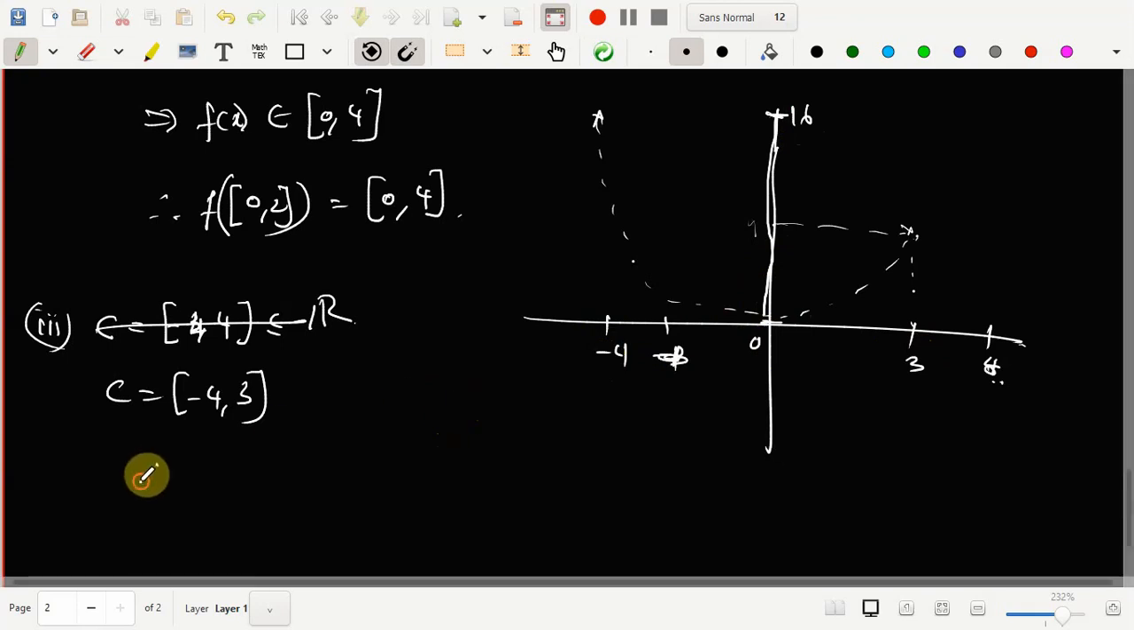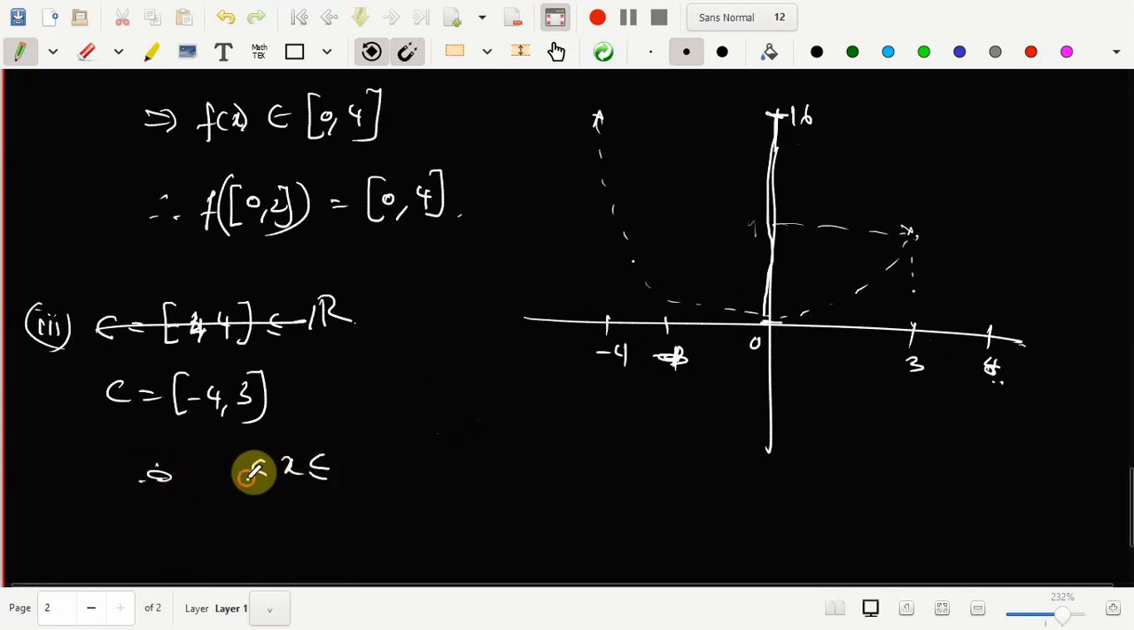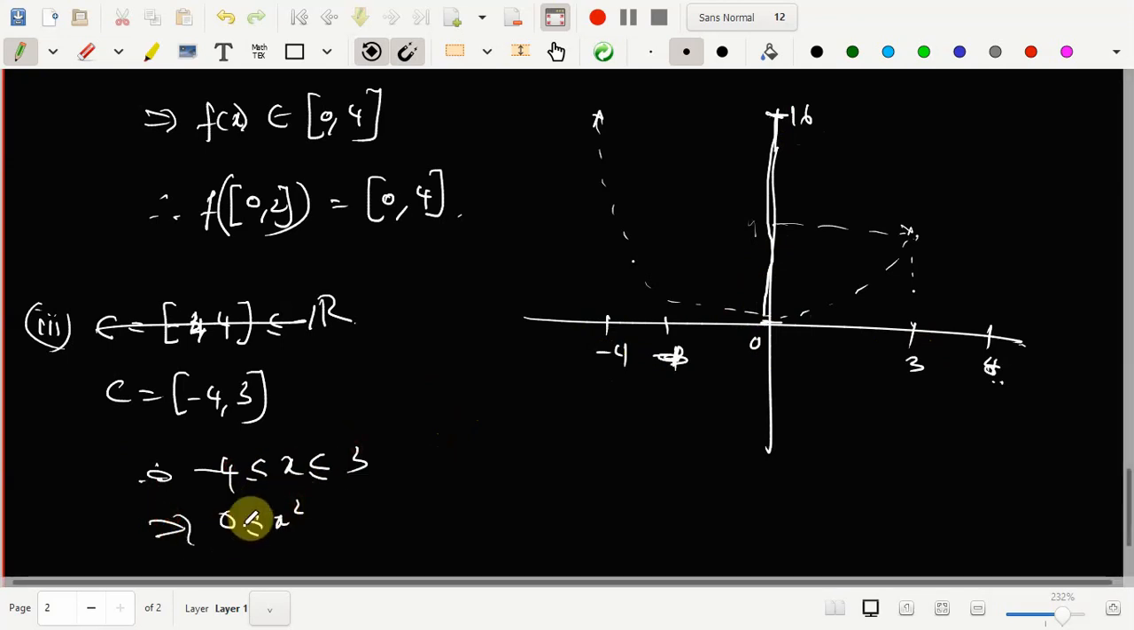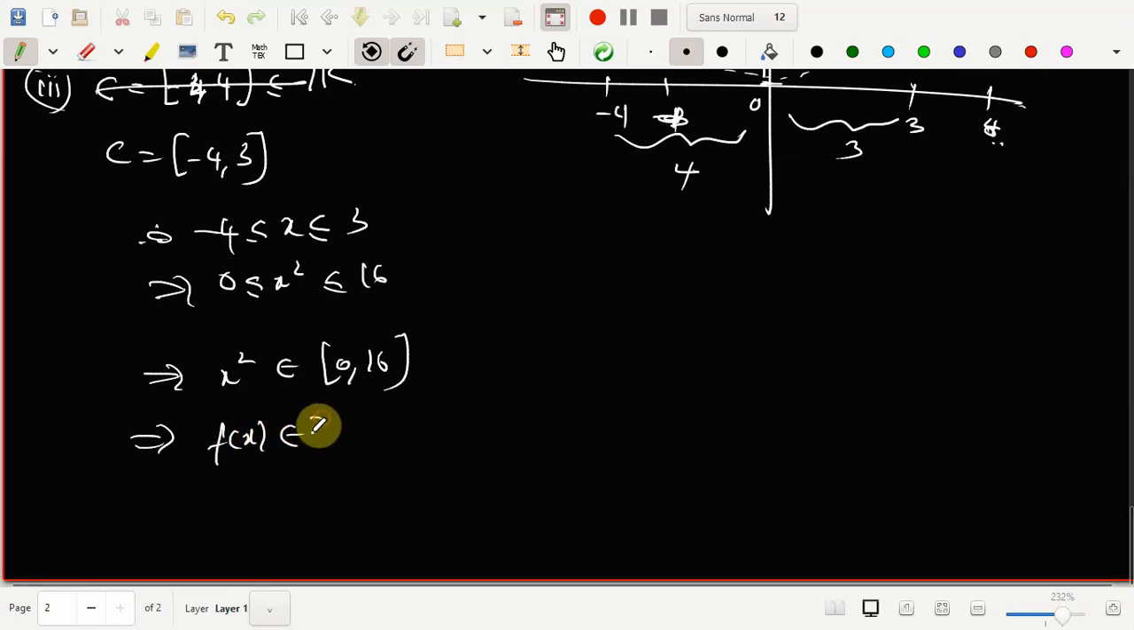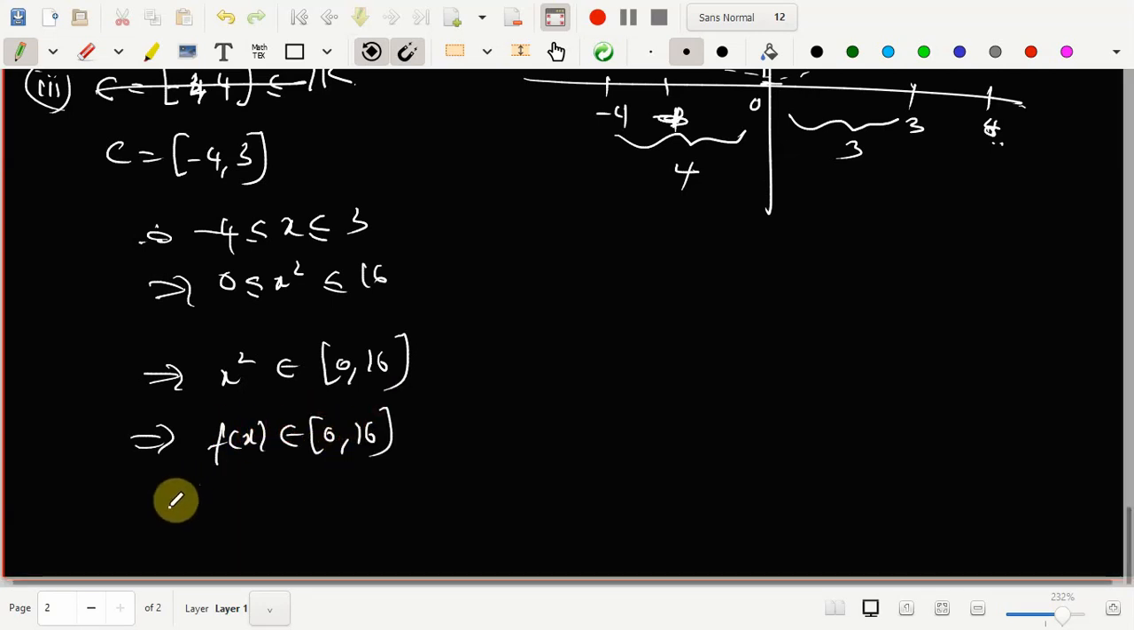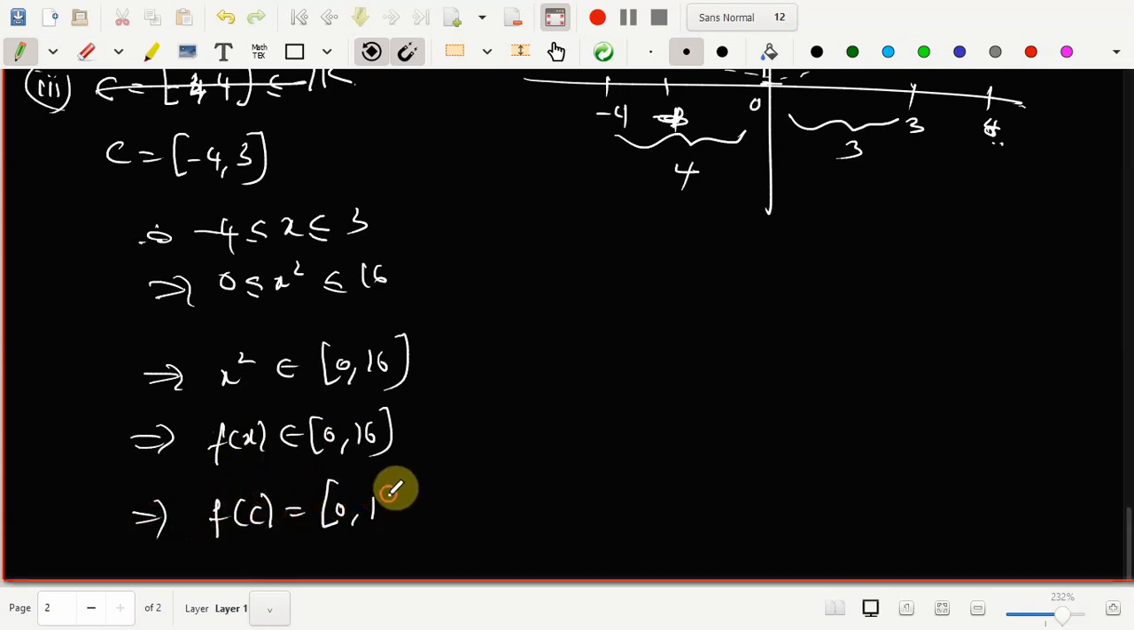So you make a statement: when x lies between minus 4 and 3, x square is always greater than or equal to 0, no matter what. Now you just see what is the maximum distance of x from the left of 0 and from the right of 0. This distance is 3 and this distance is 4. So you take the square of the maximum, that's nothing but 16, and therefore you see that x square belongs to [0, 16]. That is the same as saying f of x belongs to [0, 16]. Although this is not a formal proof, you can produce a formal proof with this idea, and therefore I can say that f of C is nothing but the closed interval [0, 16].